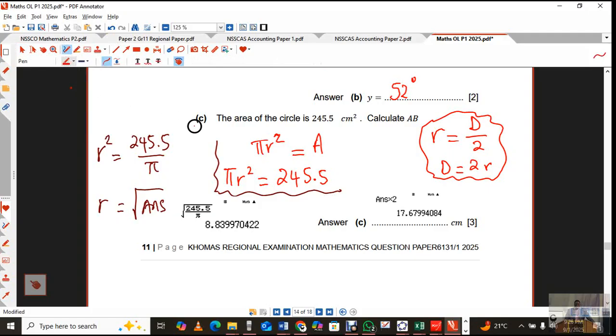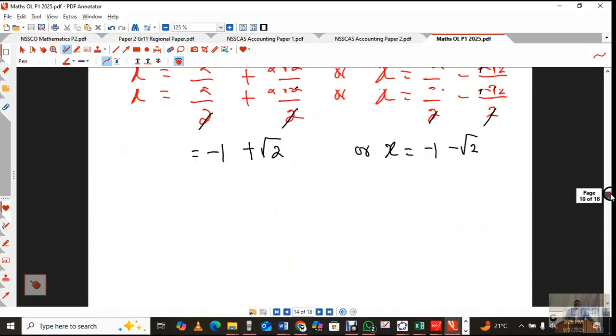So this is going to be 17.8 centimeters. That's what you're going to have. Right, so let's just quickly see what they are saying for pi. What should you use? So it's going to be 3.142 anyway.